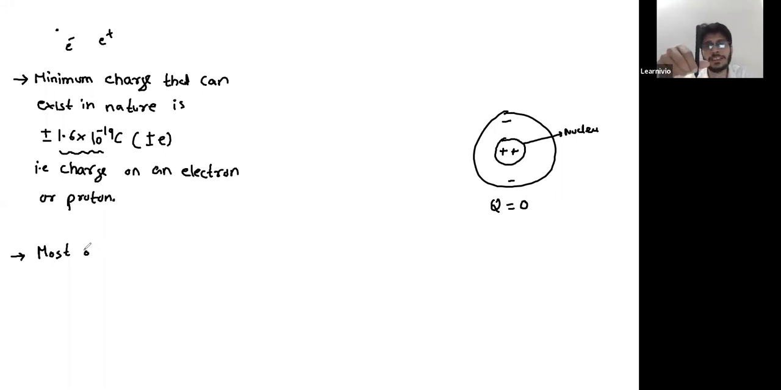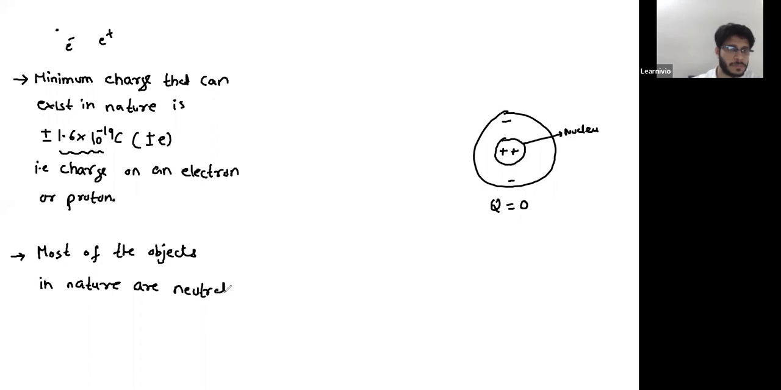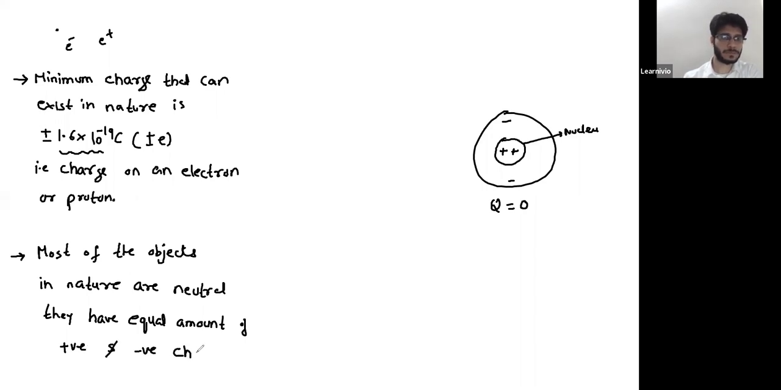So what about this pen? Is this pen charged or neutral? Neutral. What does neutral mean? Neutral means it has an equal amount of electrons and protons. So most of the objects in nature are neutral. They have an equal amount of positive and negative charge. So almost every object that you will consider in nature is neutral. It has an equal amount of electrons and protons, so it's neutral.